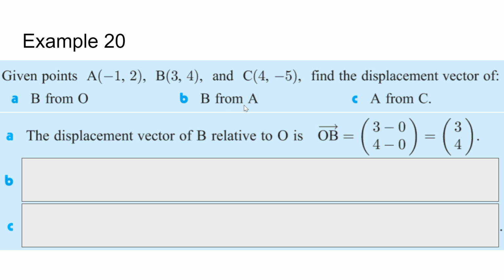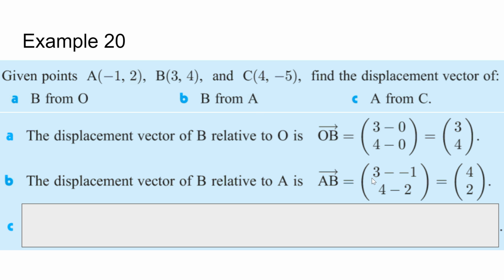If I'm doing B from A, I'm just going to take the coordinates of point B and subtract the coordinates of A. So it's going to be 3 minus negative 1, or 4, and 4 minus 2, or 2. So vector AB has the component form (4, 2), which means if I want to go from point A to point B, I just go right 4 units and up 2 units.